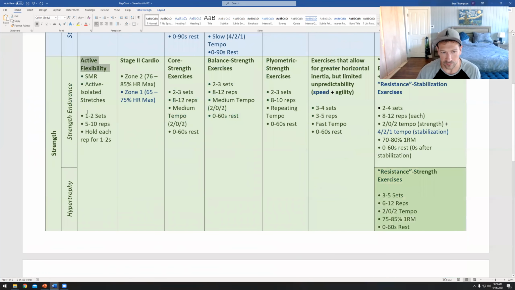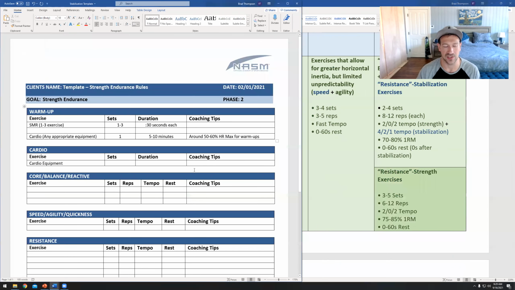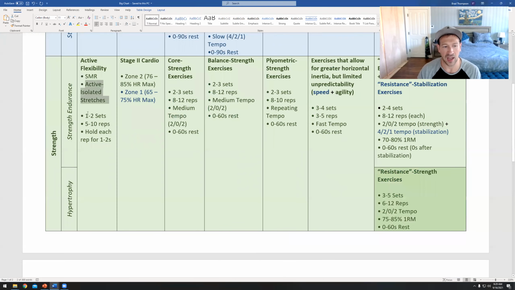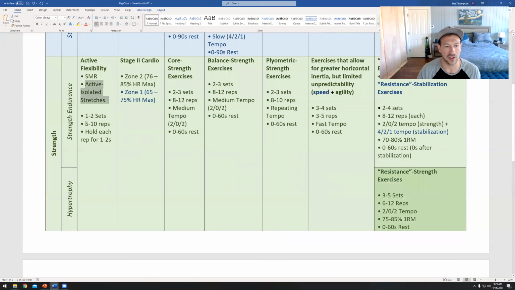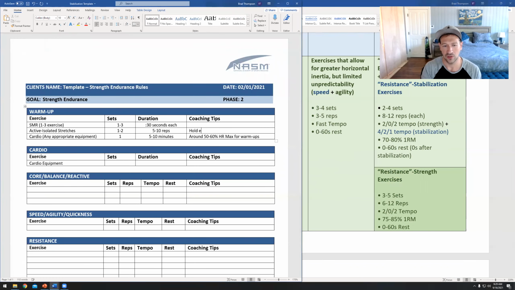But then we are going to do active isolated stretches instead. So we're going to go active isolated stretches, and that's going to be for 1 to 2 sets. And then you're going to do 5 to 10 repetitions. I like to put that in the duration. And then over here under the coaching tips, it's like hold each rep 1 to 2 seconds. Okay. And there we go. That's how I like to write it for my clients. I'm like, do 5 to 10 reps and hold each one.